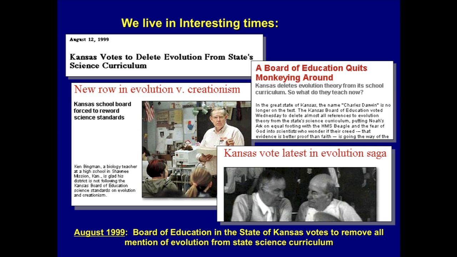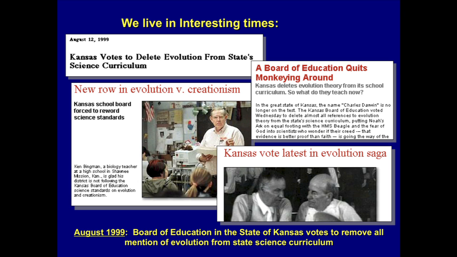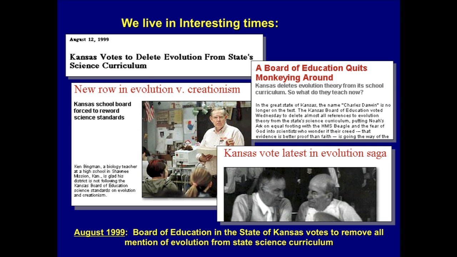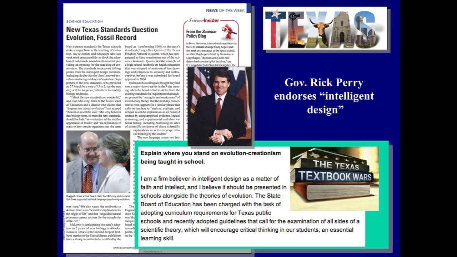We live in interesting times. Kansas has voted to delete evolution from the state science curriculum not once but twice. More recently, there was a similar conflict in the Board of Education in Dover, Pennsylvania, in which Ken Miller was one of the expert witnesses and spoke here immediately after being an expert witness at that trial. And in 1999, the Board of Education in the state of Kansas voted to remove all mention of evolution from the state science curriculum. Why? Why the contention?